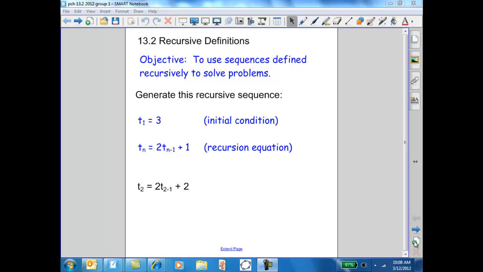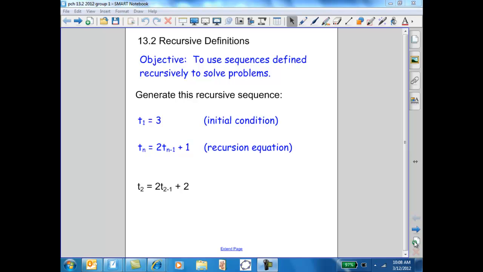Recursive definitions for sequences. These are a little more interesting. So use sequences defined recursively to solve problems. Let's look at this recursive sequence. The first term is 3, t sub 1 equals 3, that's called the initial condition. And t sub n equals 2 t sub n minus 1 plus 1.